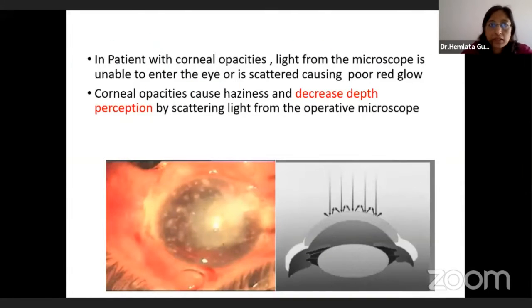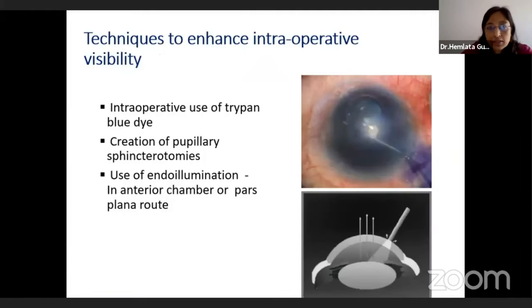What happens in patients with corneal opacities is that light from the microscope is unable to enter inside the eye and gets scattered, causing poor red glow and hence decreasing the depth perception, which is very important for the subsequent cataract surgery steps. There are various techniques to enhance the intraoperative visibility. We use trypan blue dye, but that helps us only at the step of the capsulorhexis. And we can create pupillary sphincterotomies, but that will lead to permanent damage to the iris tissue.